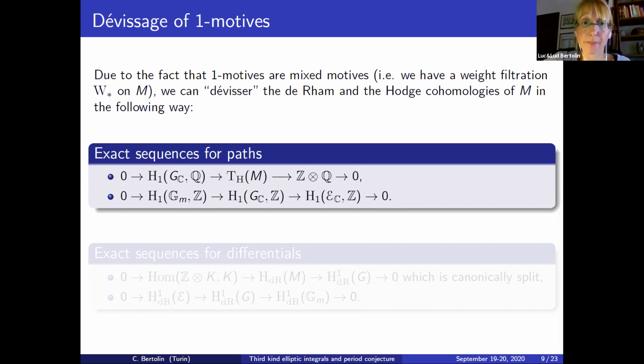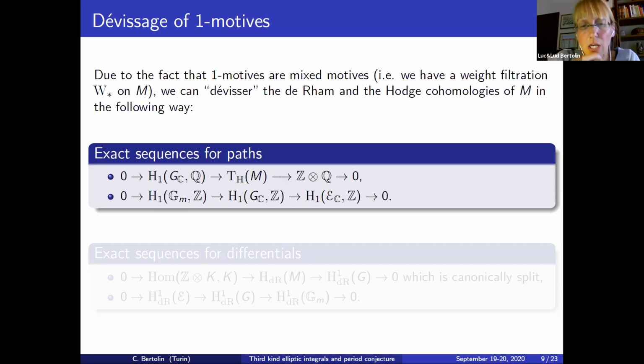And in fact, you can decompose the Hodge cohomology and the de Rham cohomology of the 1-motif in the following exact sequence. So T_H of M is the Hodge cohomology of M. This is the Q vector space generated by the loops. And it is an extension of Z tensor Q by the space of loops of G. And the space of loops of G is an extension of the space of loops of the elliptic curve by the space of loops of G_m.